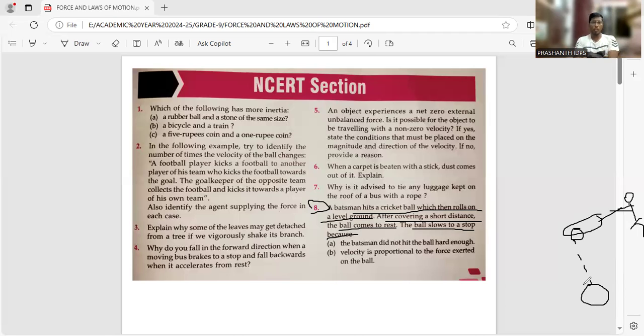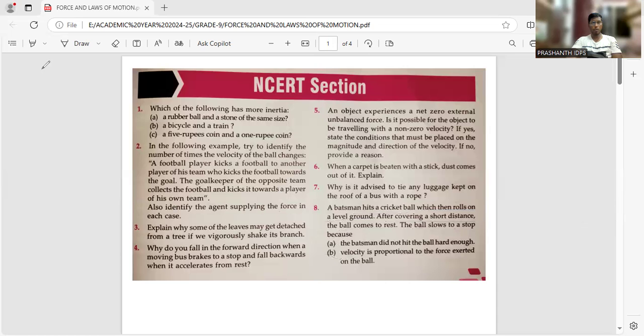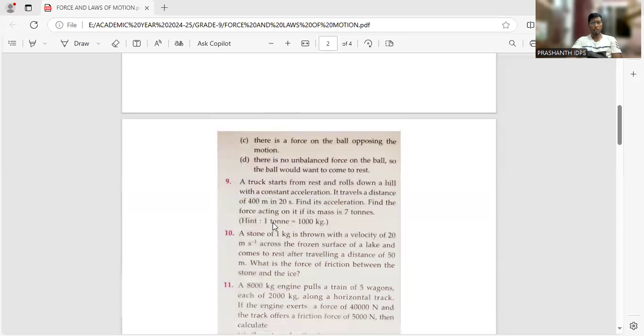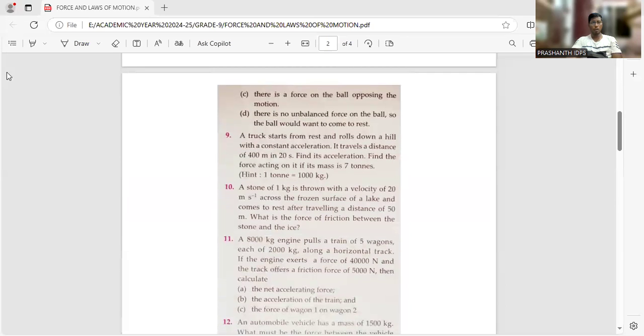Because he's asking, here options are given. It's an MCQ type question. The first option: the batsman did not hit the ball hard enough. Second one: velocity is proportional to the force exerted on the ball. Third one, in the next page, I'll go to the next page. Third one: there is a force on the ball opposing the motion.